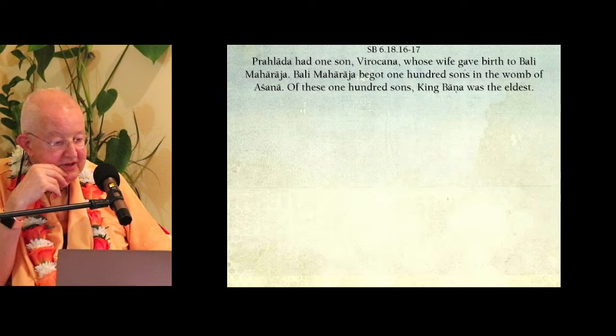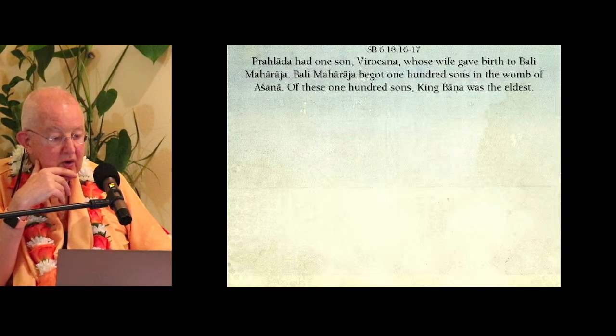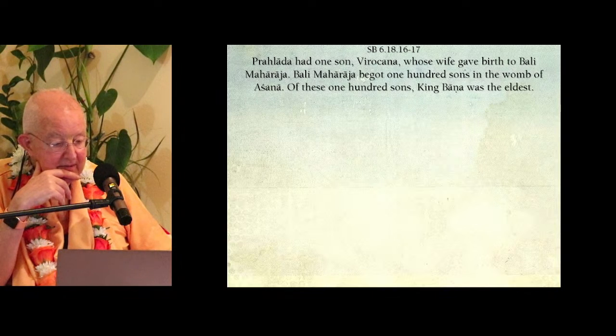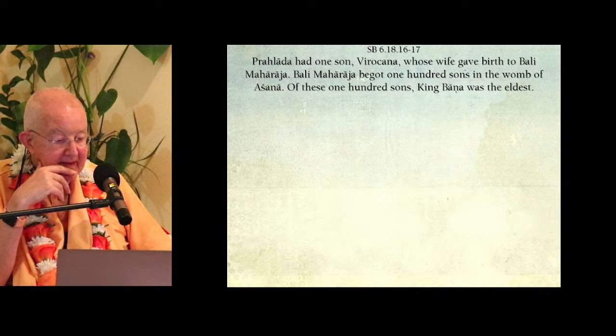6th Canto, Chapter 18. Prahlad had one son, Virochana, whose wife gave birth to Bali Maharaj. Bali Maharaj begot 100 sons in the womb of Ashana, of these 100 sons, King Bana was the eldest.